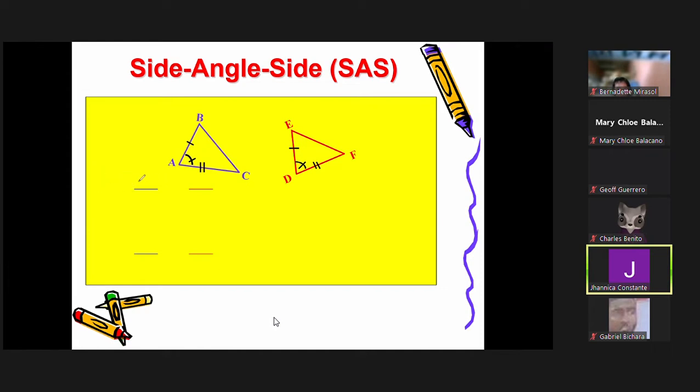So side AB is congruent to side DE kahit walang measurement na given sa triangle that we have here on the screen. Because of the symbol, we can say or we can prove that these two triangles are congruent. And then side AC is congruent to side DF. And the angle A is congruent to our angle D.